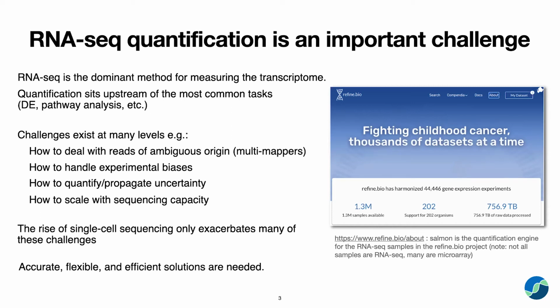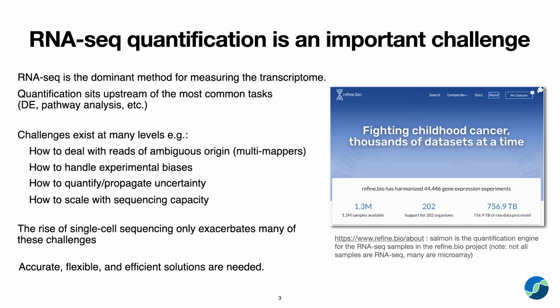RNA-seq is the dominant method for measuring various aspects of the transcriptome, and one of the most important is quantification. And quantification is really the first step for a lot of tasks that enable things like biomarker discovery or gene function prediction or pathway analyses that identify, for example, which genes are expressed in people with a certain phenotype or not expressed in people with a different phenotype, and so on. So really, all that analysis starts with quantifying gene expression levels.